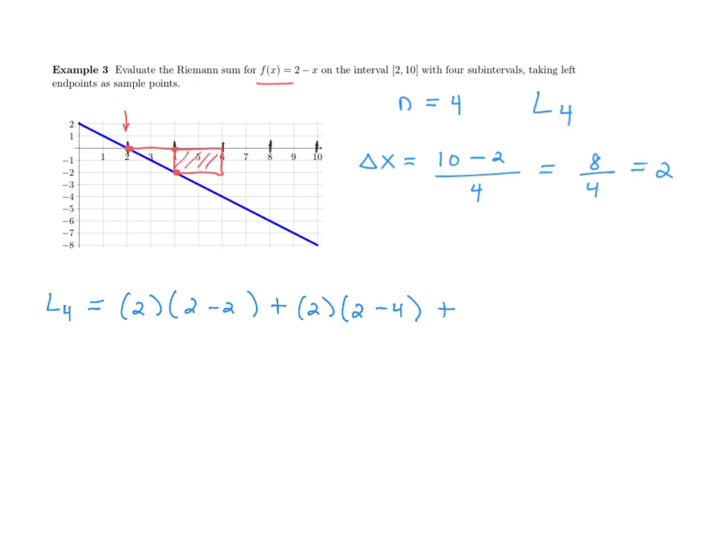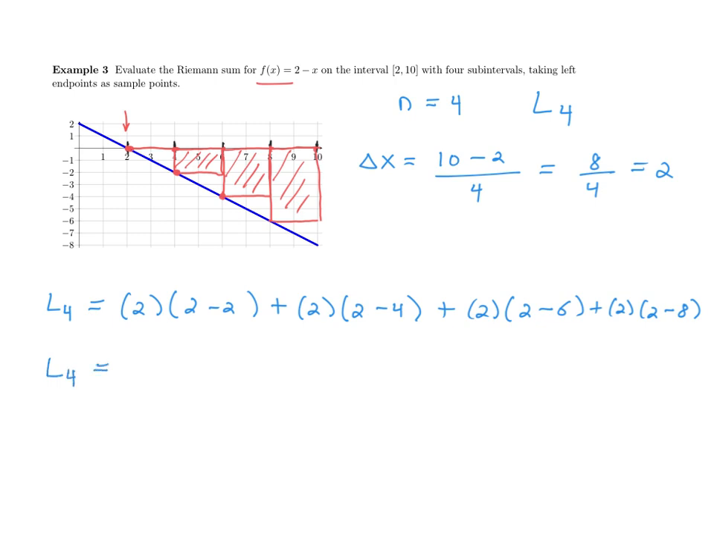To that, I move on to the next one. Okay, on this interval, the base is 2, and now the height is going to be negative 3. And that's because we're putting 6 into the function to get this area. So that is 2 times (2 minus 6). And then for the last one, again, the base is 2. The height is going to be negative 6. We're using left endpoints, and that's the area of the last one. So this is 2 times (2 minus 8). I'll take these products and add it all together, and let's see what we get.